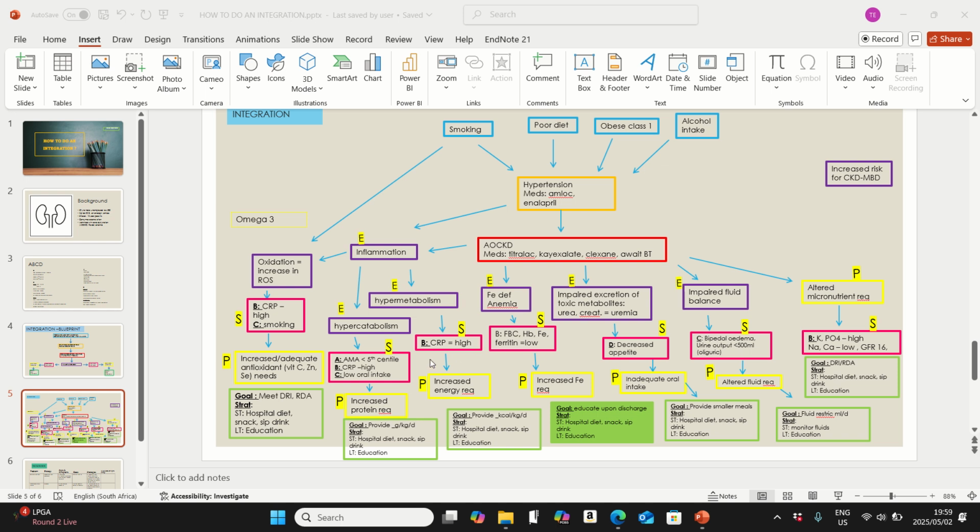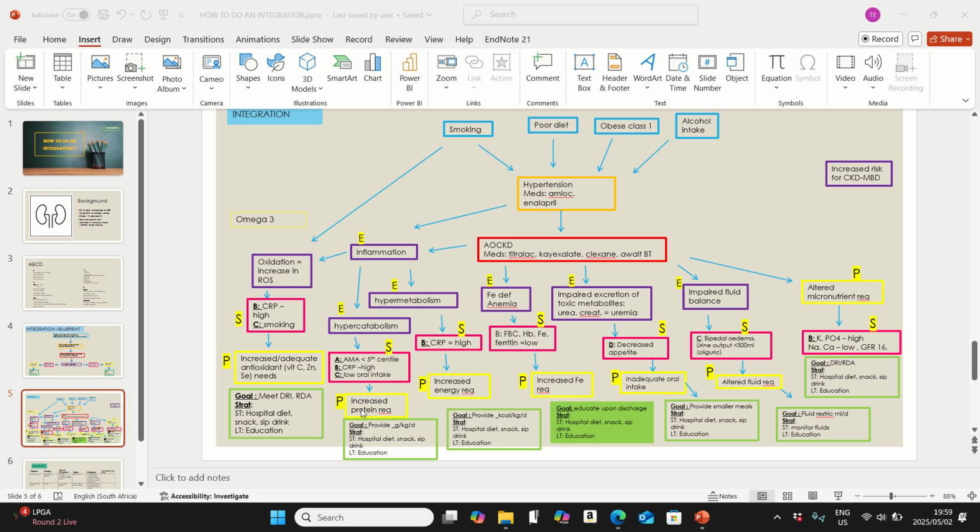Yes, it is a kidney disease patient. Yes, we do need to monitor the protein intake because it is important, definitely. But our patient has had muscle atrophy. If you look at the AMA, that's below the fifth centile. And the CRP is high. We need to make sure that the muscle stores do not get depleted, or to prevent further muscle atrophy.